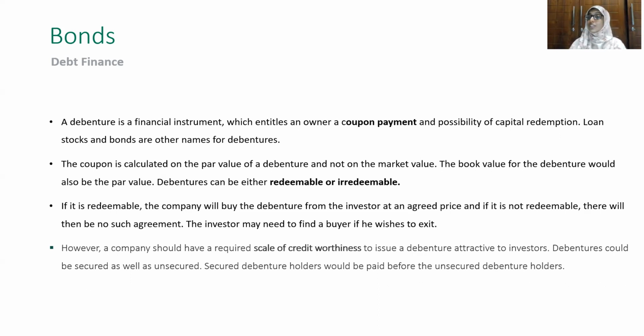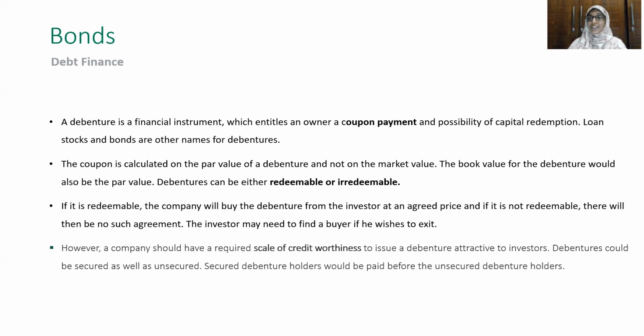So one way was redeemable, irredeemable. Then the other categorization of debenture, as you can see, is secured debentures and unsecured debentures. So secured debentures will be paid before the unsecured debenture holders.